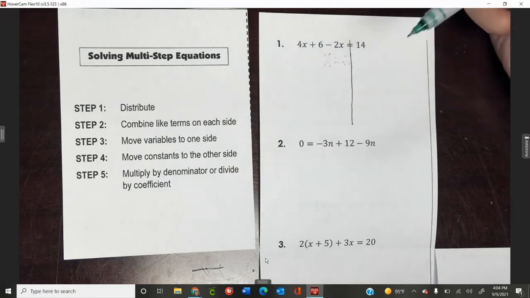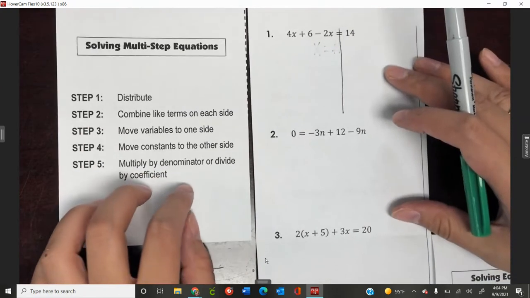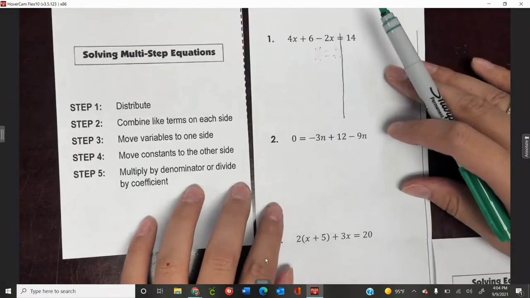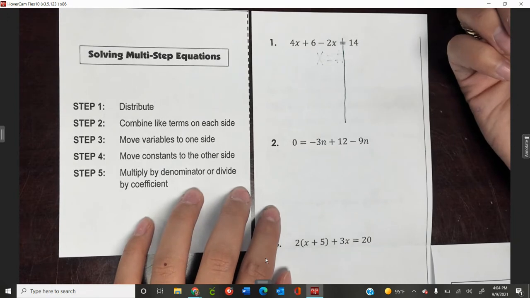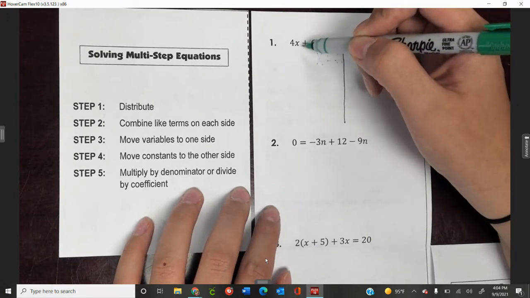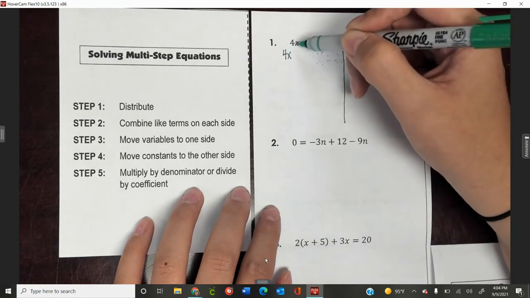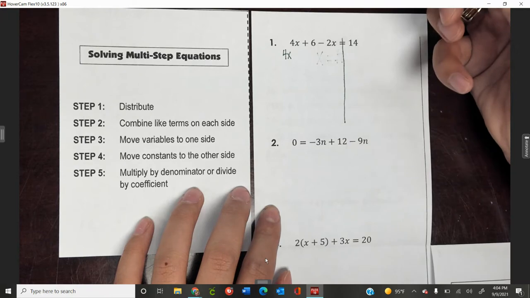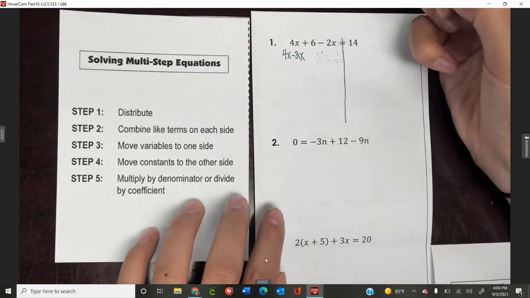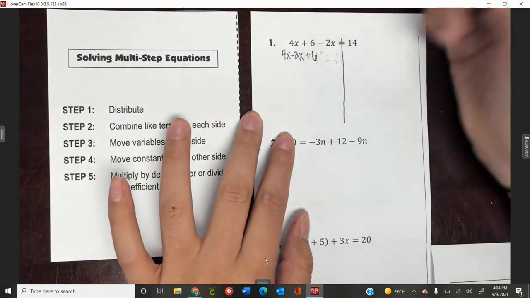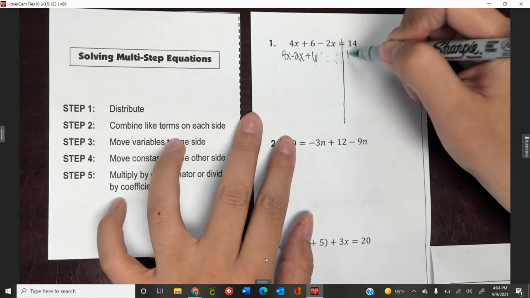So I'm going to move on to step 2, and we are going to combine like terms on each side. If you remember your notes from when we covered simplifying algebraic expressions, combining like terms, the first step is to group your terms by their variable. Remember, your variables are the letters. Here we have 4x, so I want to group with 4x another x. Here I have minus 2x. So 4x minus 2x, and then we have plus 6 left over on the left. On the right, I have nothing to combine, so I'm just going to bring down the 14.